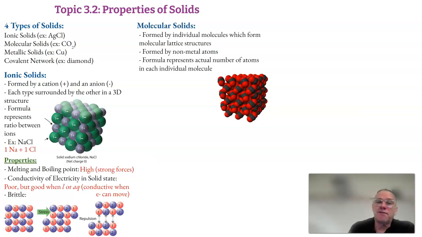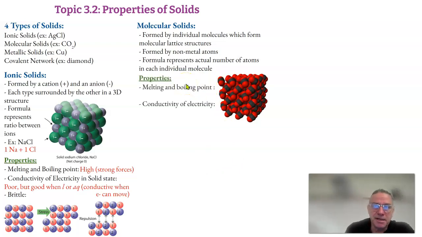Molecular solids are just covalent substances that are in the solid form. So they will also form a crystalline structure. They have individual molecules, but things are cold enough that they are locked into place. It's a combination of covalent bonds and intermolecular forces. They're in the solid phase.